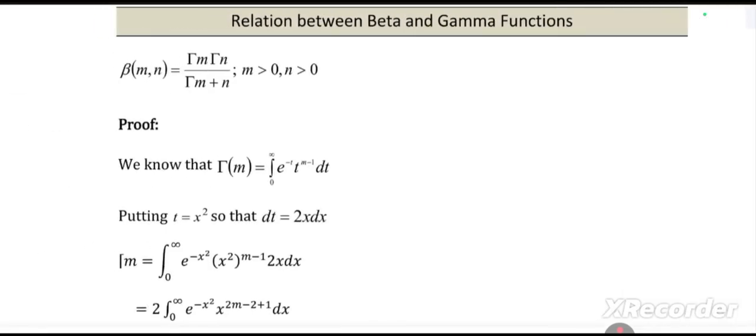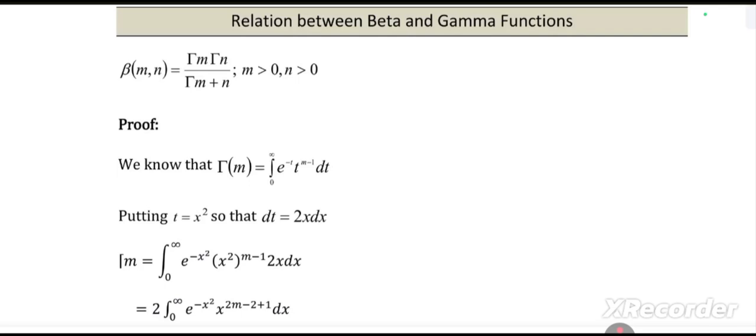Here is one of the most important derivations in beta function, that is the relationship between beta and gamma function. Beta of m comma n is equal to gamma m gamma n divided by gamma of m plus n, when m is greater than 0 and n is greater than 0. Let us see the proof.